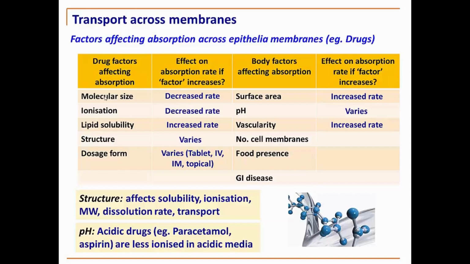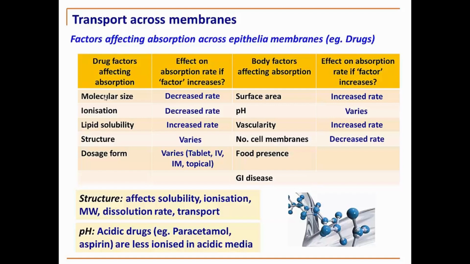Vascularity, the amount of blood going past that tissue. So that increases. The more blood flowing past that tissue, the more the drug or the molecule can get into those blood vessels because there are more of them. The number of cell membranes, that leads to a decreased rate.